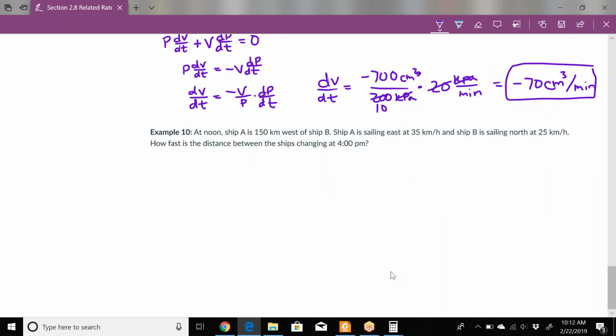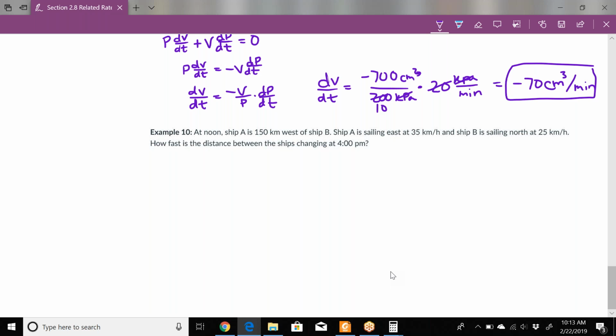All right, and then the very last one that I had on the video. This one's just one of those where getting the picture correct makes all the difference, so I wanted to walk you through it. It's all about the wording in this problem. At noon, ship A is 150 kilometers west of ship B. Ship A is sailing east at 35 kilometers per hour, and ship B is sailing north at 25 kilometers per hour. How fast is the distance between the ships changing at 4 p.m.? So notice there is this time change of 4 hours there.